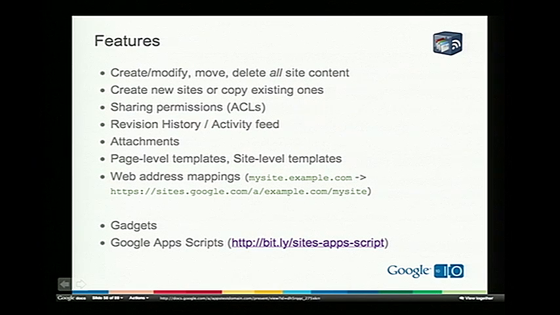Similar to the doclist API, it's got very similar features. So you can have sharing permissions. You can share further with the site, or different attachments, arbitrary file uploads for sites, file cabinets, or attachments to pages as well. There's revision history and activity streams, so you can actually audit who's doing what and what they're changing on a Google site. You can create and provision new sites if you're a Google Apps user. You can copy them from an existing site, so you don't have to start from scratch.